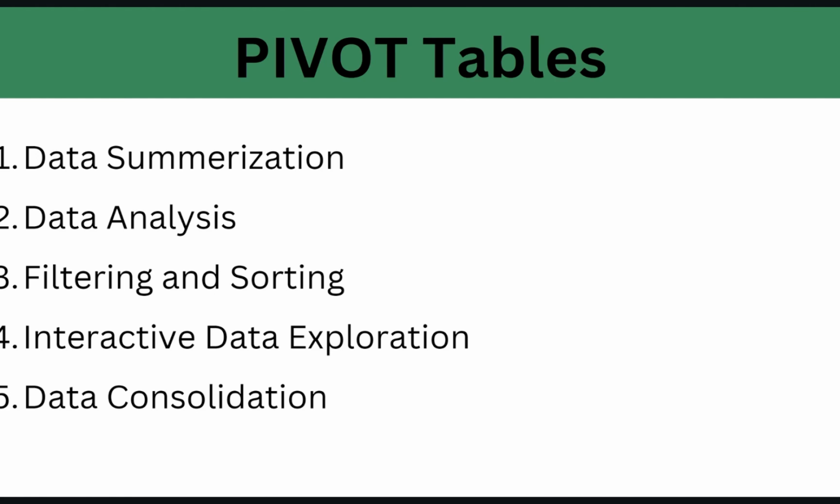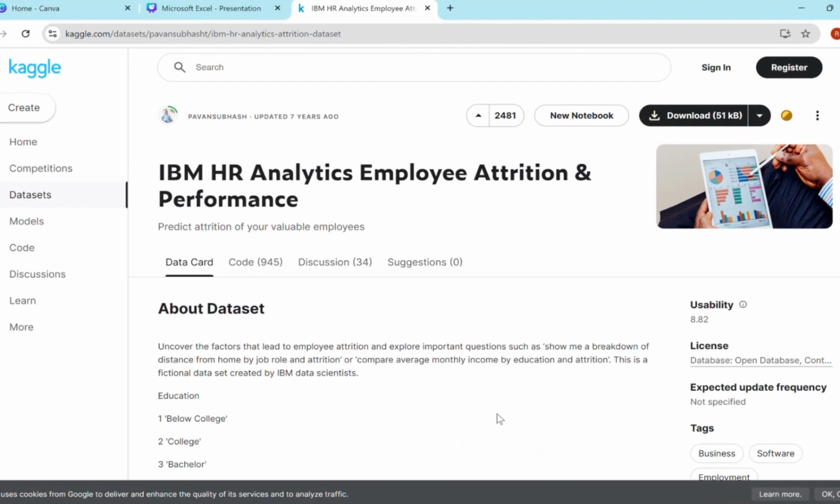The next one is data consolidation. A pivot table can consolidate data from multiple sources, which makes it easier to analyze the data from various perspectives. Now let's move on to the practical part, and I'll be referring to the IBM HR Analytics employee dataset from the Kaggle website.